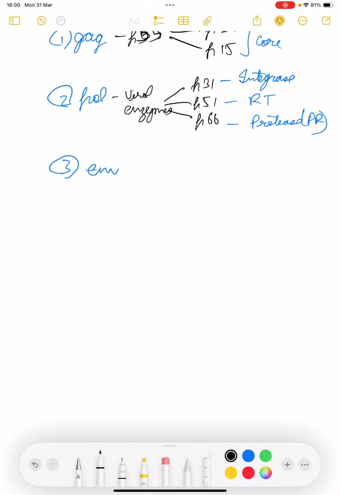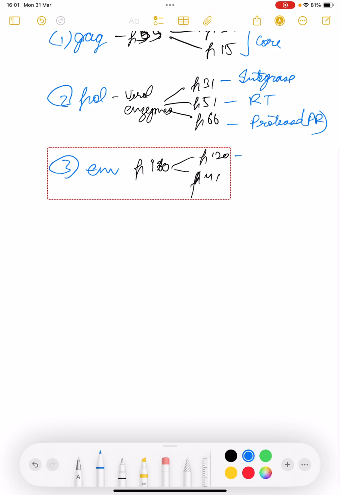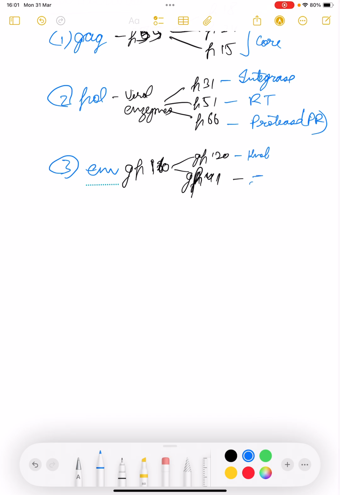The ENV gene has P160, which is cleaved into P120 and P41. It's actually glycoprotein 160, which is cleaved into glycoprotein 120 and glycoprotein 41. And glycoprotein 120 was the knob-like structure, while this was the transmembrane protein.